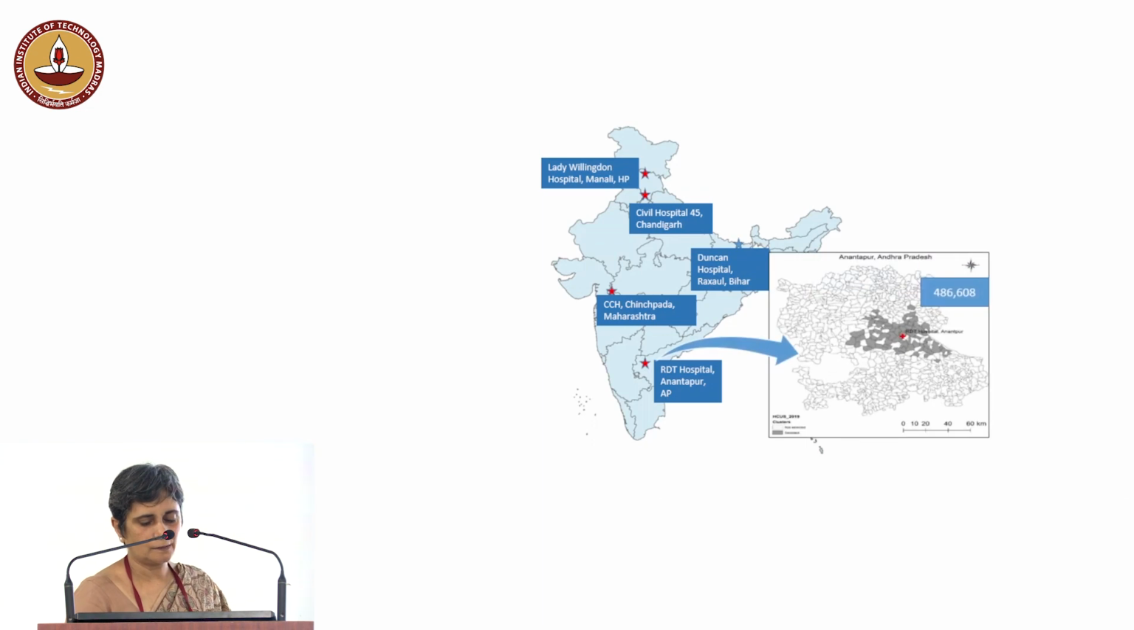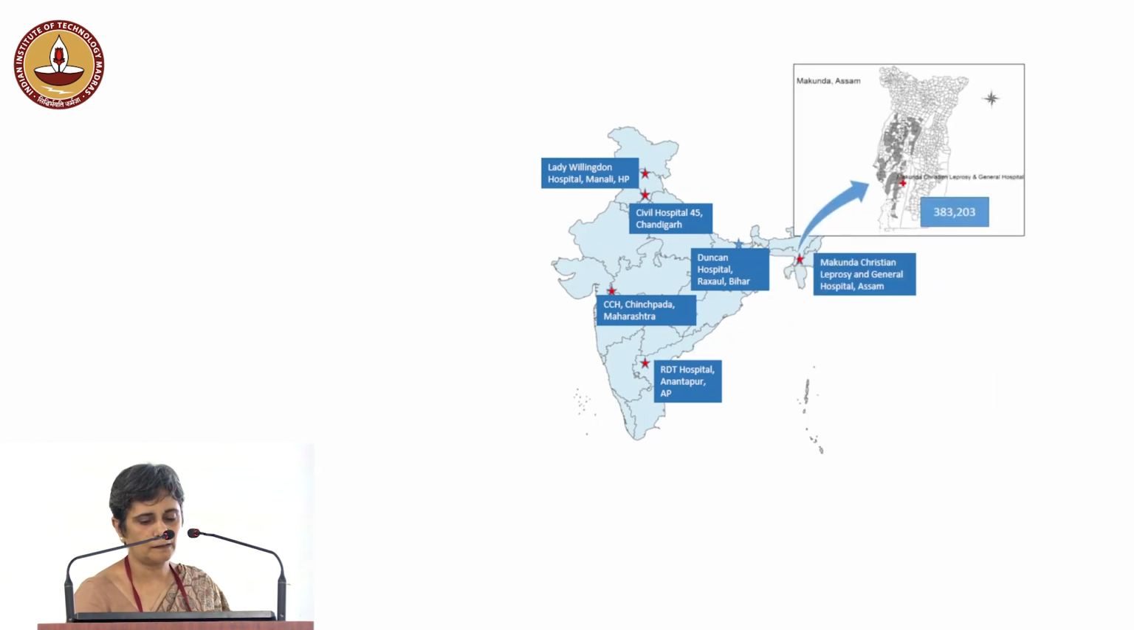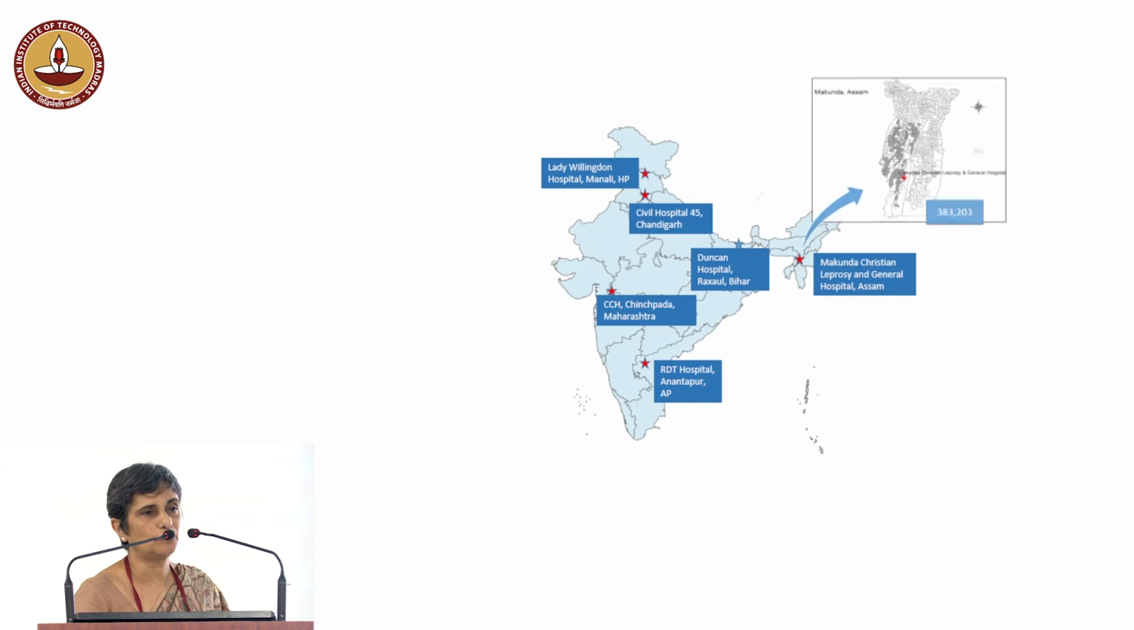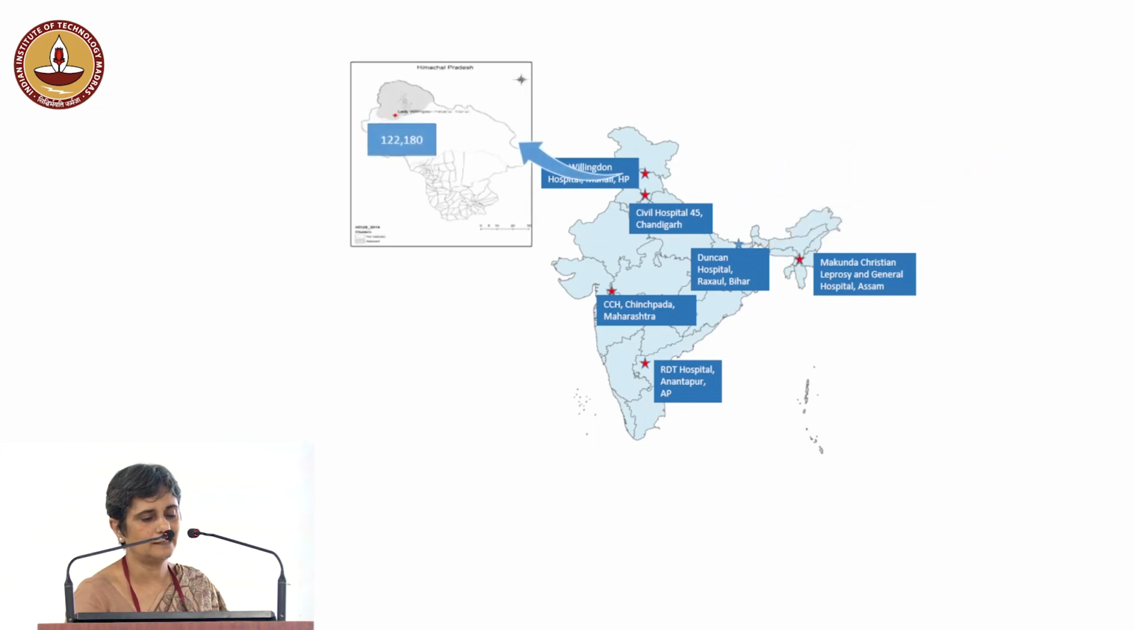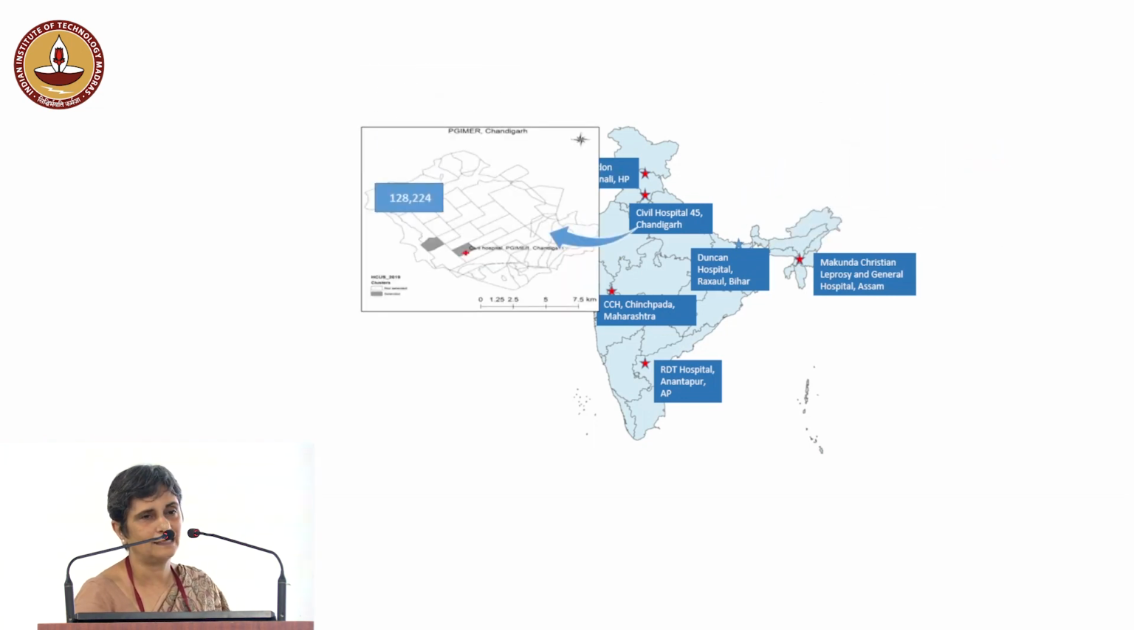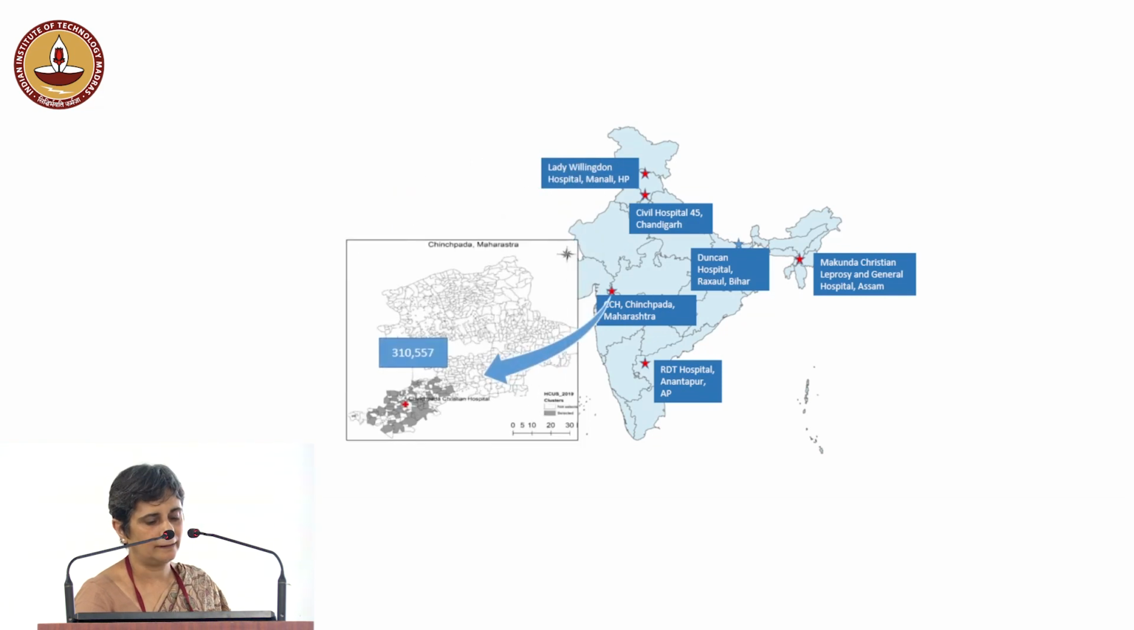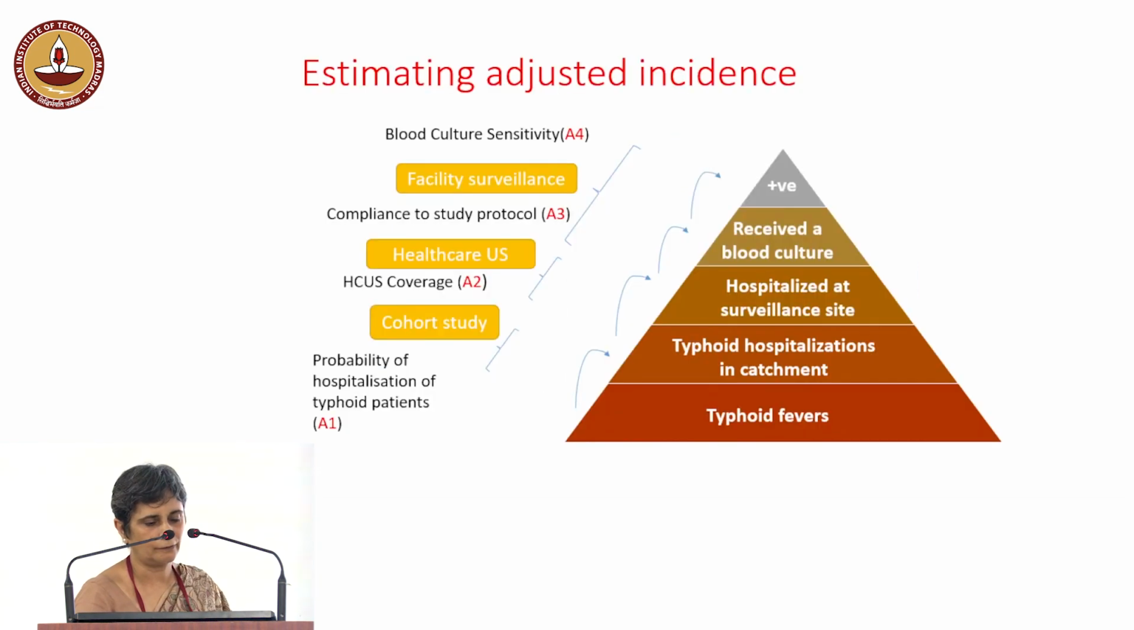So these were the hospitals, and each of the hospitals was referenced to the population that they served. And these populations varied between approximately 100,000 and 300,000. Now, because typhoid is complicated, you have to do some adjustments. You have to look at what proportion of typhoid hospitalizations in the catchment area you are capturing.